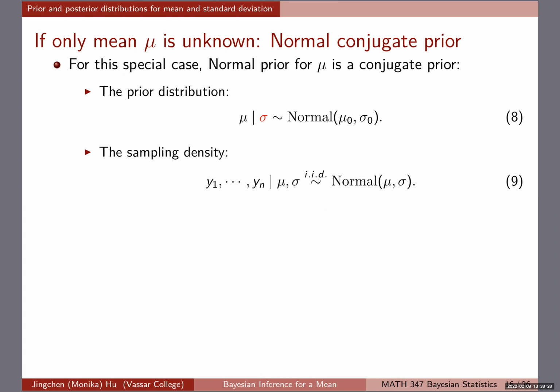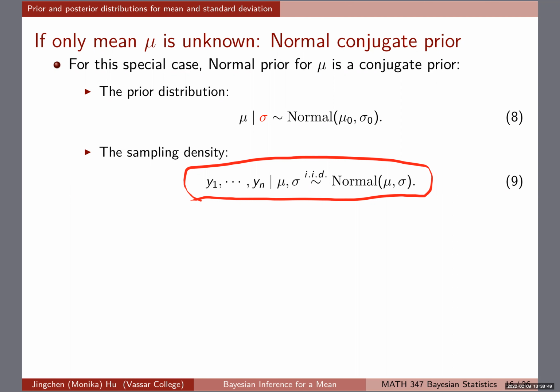But I do want to highlight, because in this case there are two normal distributions going on, it can be a little bit confusing. So let's talk it through one by one. The sampling density doesn't change. No matter what kind of prior that you give, you always have the sequence of observations identically and independently distributed according to a normal distribution.